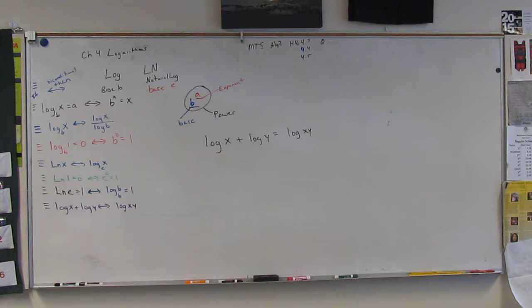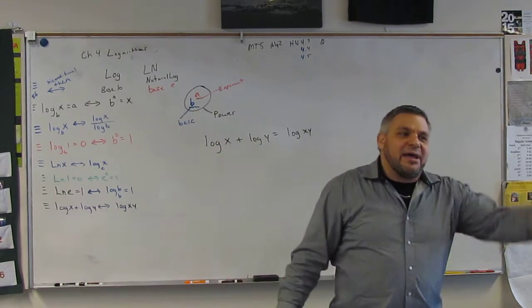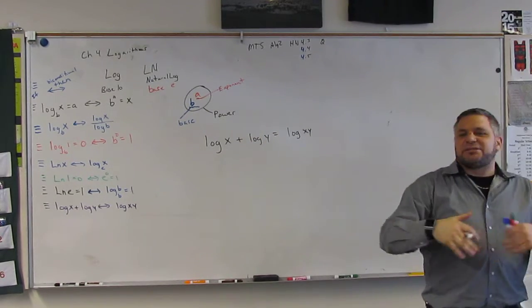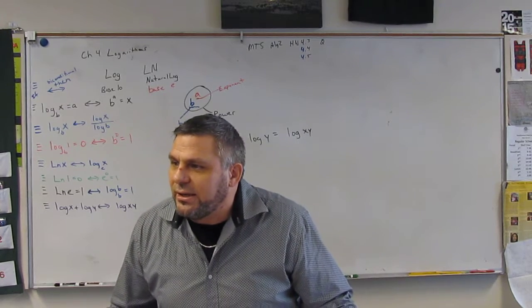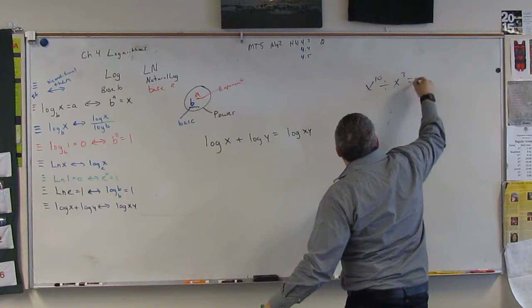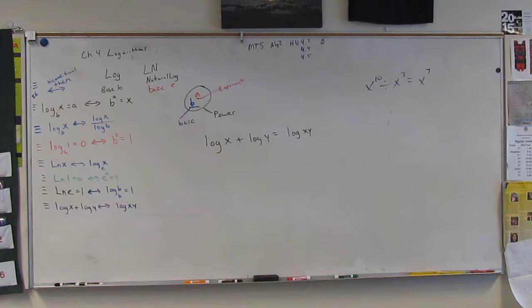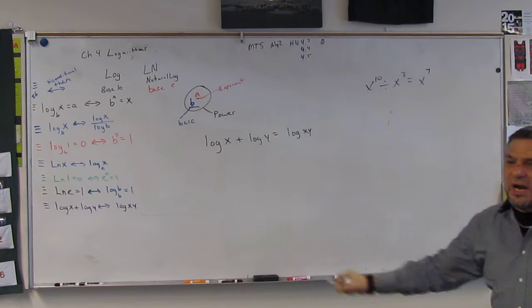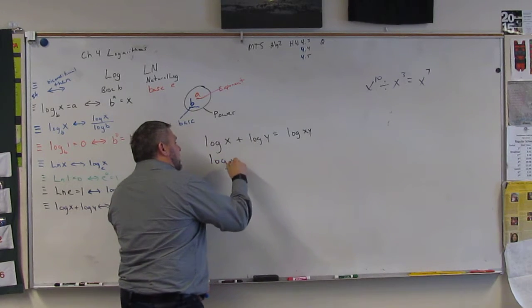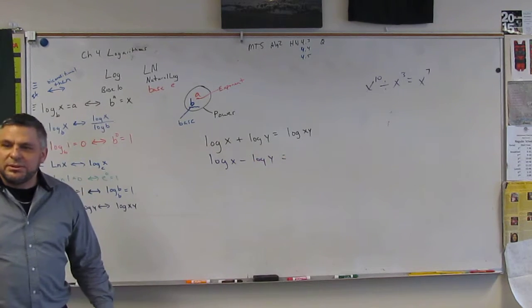Okay? What else do we do when we divide? When we divide powers, when we have x to the 10th divided by x to the 3rd, what do we get? We get x to the 7th. What did we do? Subtract. We subtracted. So what do you think you do when you subtract logarithms? Yes. So if I say log of x subtracted by log of y, then what am I going to do?